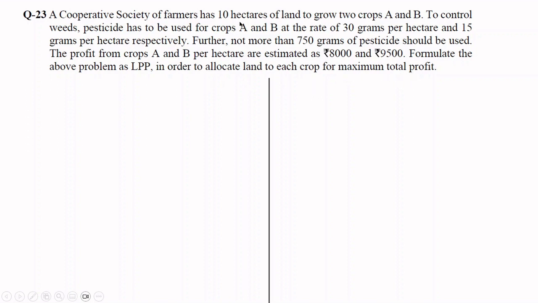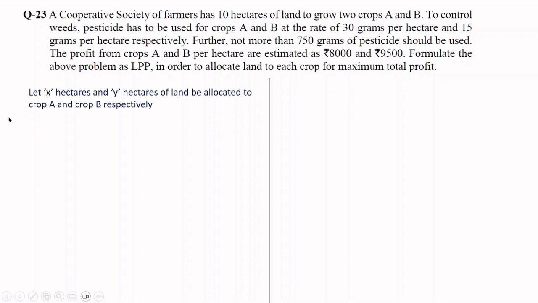So here the total area of land available for the two crops A and B is 10 hectares, and then the pesticides that should be used for crops A and B are at the rate of 30 grams per hectare for crop A and 15 grams per hectare for crop B. Then there is one more constraint, that not more than 750 grams of pesticides should be used. Next we have the constraint with respect to the area available to grow the crops. So the total area available is only 10 hectares. And then the profit from crops A and B per hectare is estimated as rupees 8,000 and 9,500. So we have to formulate this LPP to maximize total profit.